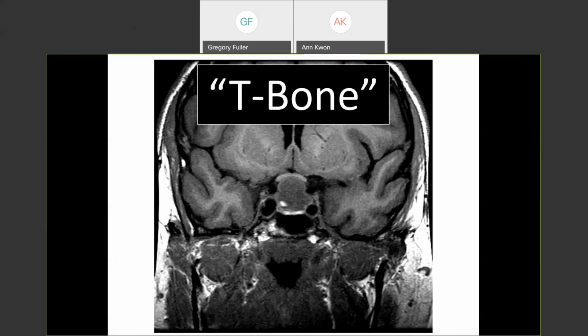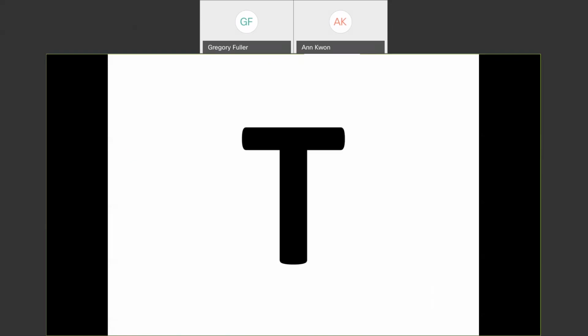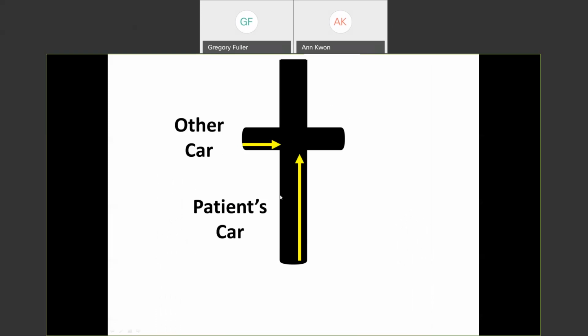And the T-bone is the axis. So look at this. There's a T. Everyone recognizes that. I'm just going to complete the road. Here's traffic going this way. Here's traffic going this way, of course, both sides. The patient's car, let's imagine, going this way. Here comes the other car. Bam, that's a T-bone. That's what that's called. The patient is hit from the side.